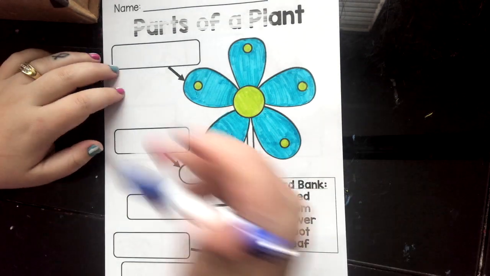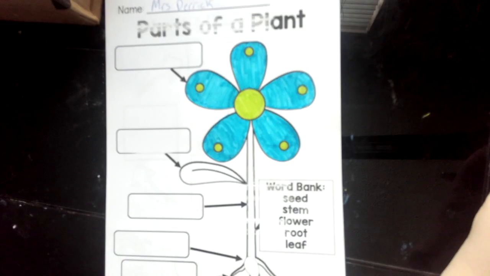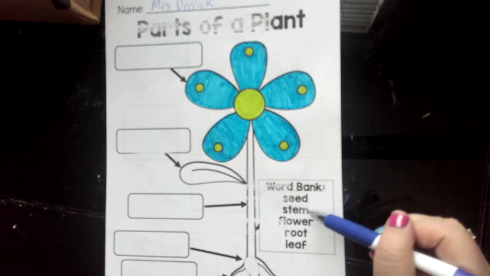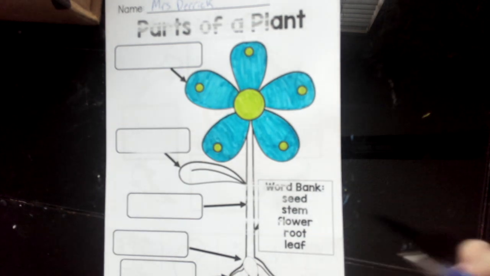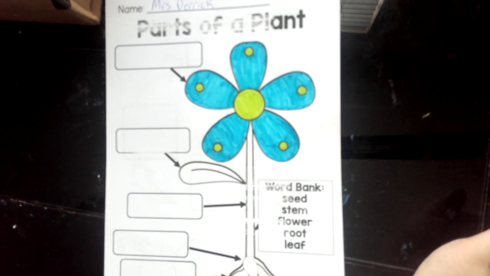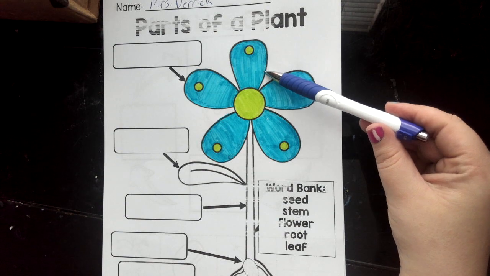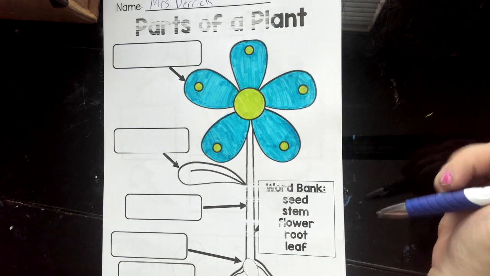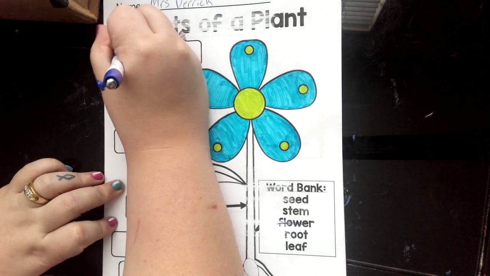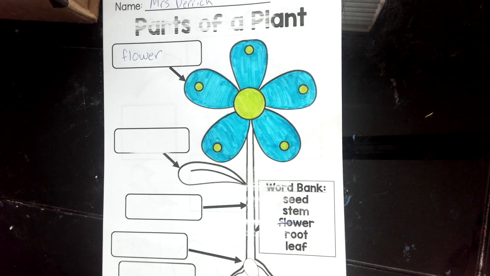Alright, so beginning, I write my name at the top as always. These are my parts of a plant. In my word bank I have seed, stem, flower, root, and leaf. So, let's start with the top. I think that's the easiest part. So up here, this pretty colorful part of my plant is called the flower. It's the pretty part that sticks out of the ground.